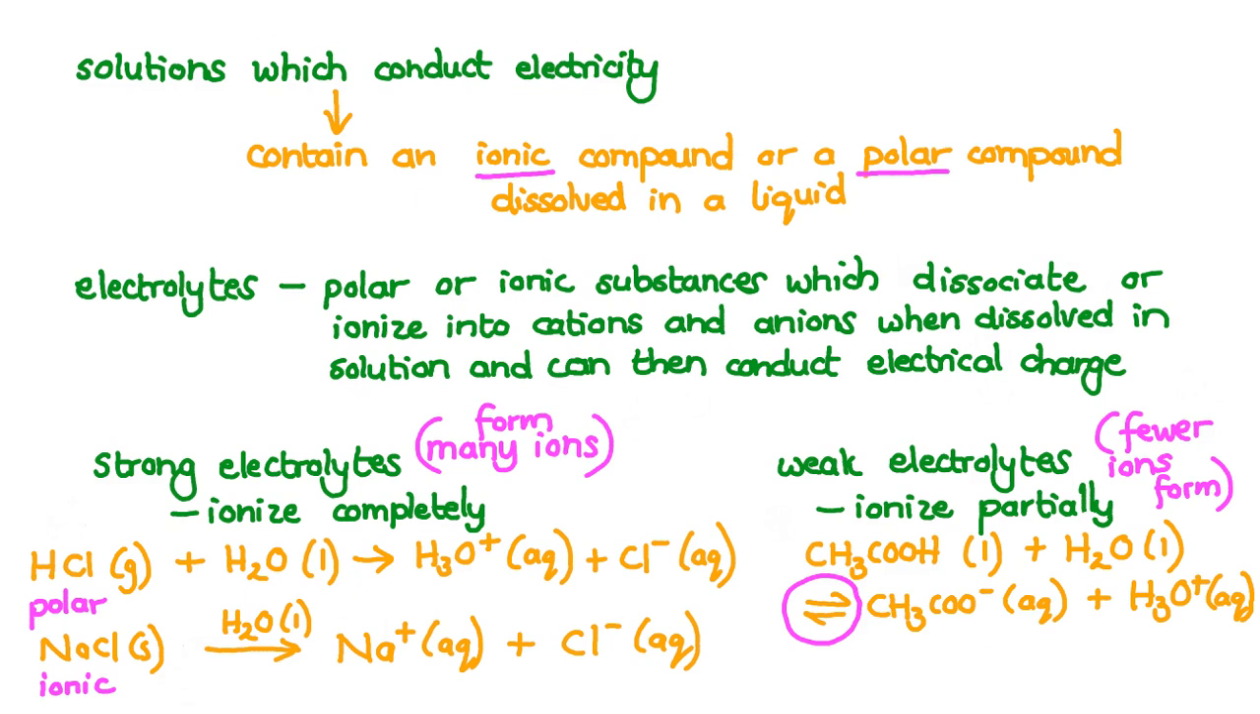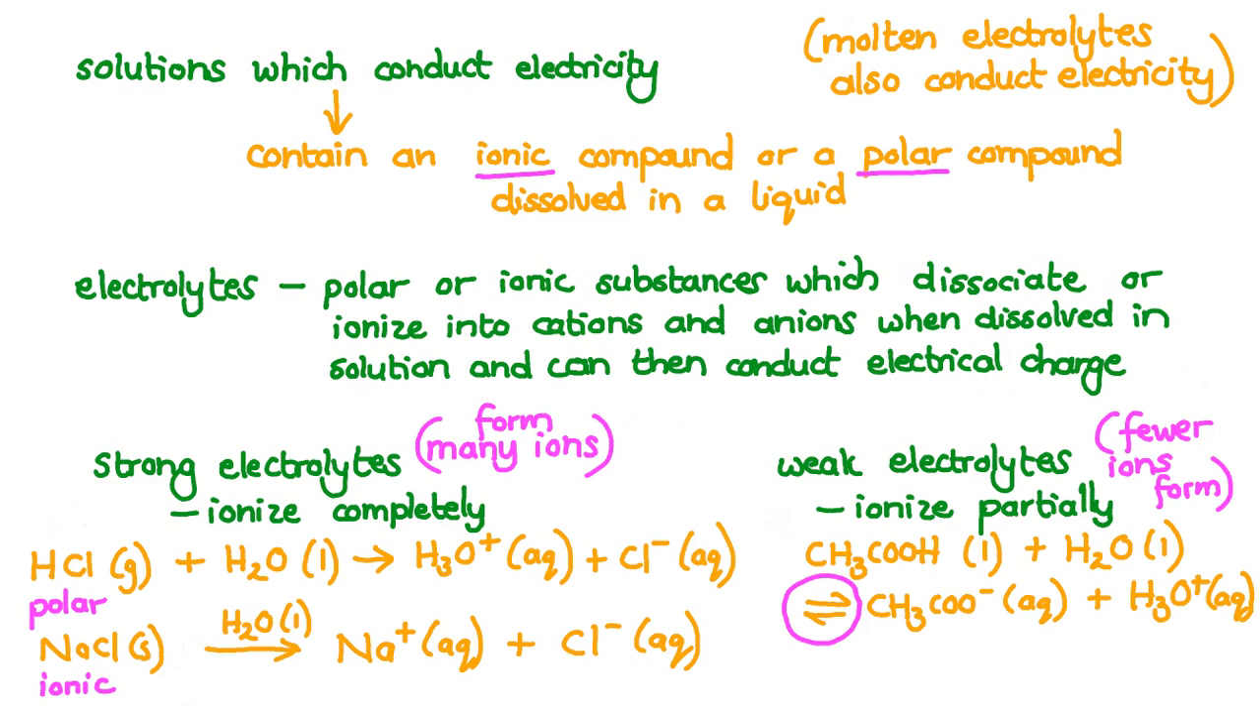A non-electrolyte is a compound which cannot form ions in solution and therefore cannot conduct electricity. An example is sugar. Molten electrolytes also conduct electricity. These are not technically solutions, though. They are not composed of solutes and solvents, but merely the molten or liquid state of an ionic compound.